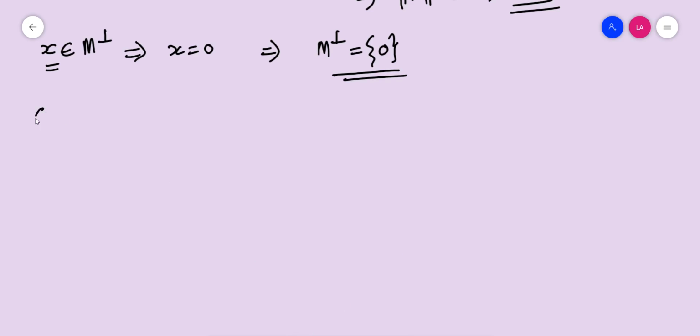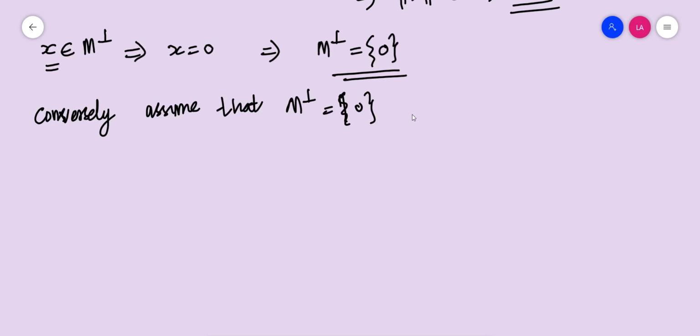So conversely, assume that M perpendicular is equal to the set {0}. We have to prove that span M is dense in H. We have to prove that V closure is equal to H, where V is actually span M.